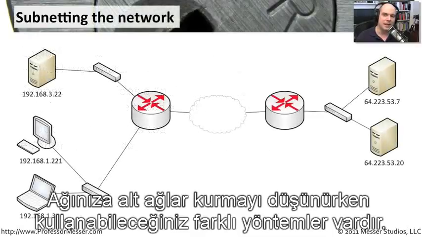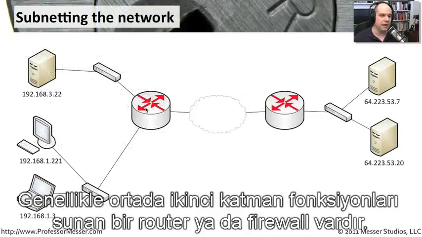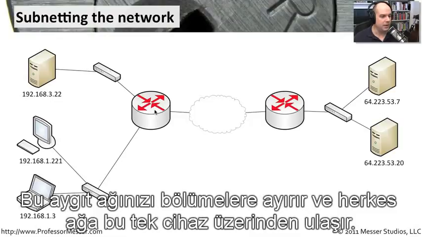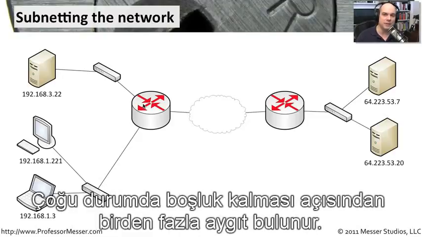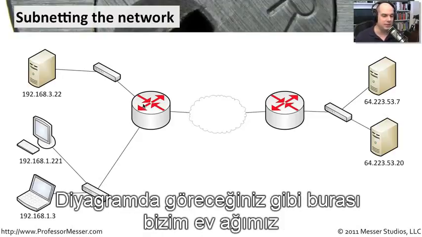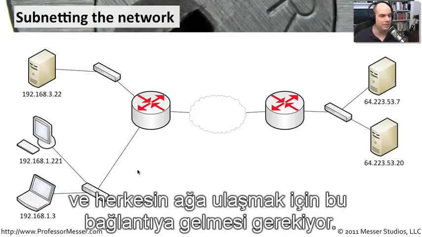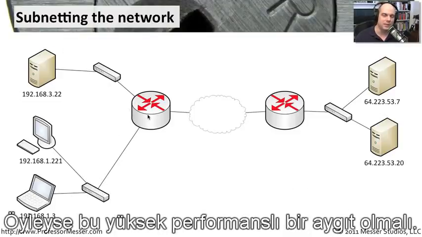When you're thinking about setting up your subnets on your network, you're really doing it in different ways. You usually have a router right in the middle or a firewall that is providing a layer 3 routing function, and it is separating out your network, and everybody who's flowing through the network has to go through that single device. In many cases, there are multiple devices there for redundancy because, as you can see in this diagram, if this is our home office here, everybody has to go through this link. So it has to be a high performance device.